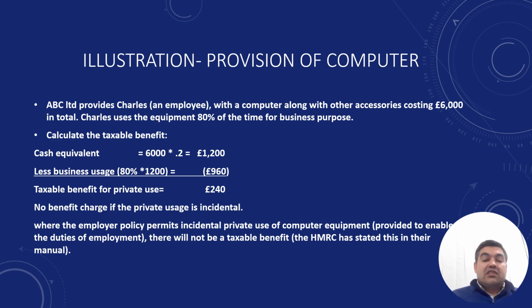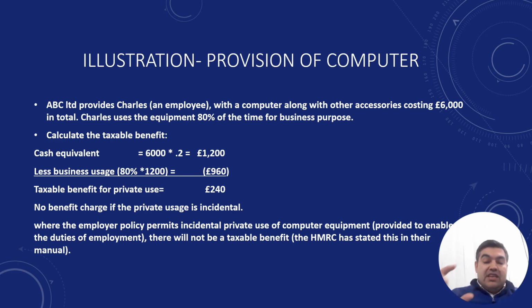There is no benefit charge if the private usage is incidental. Incidental is like if you're checking your email, it's just mere, not constant. Sometimes the employer policy might say you can use it for checking your email, so there's no other usage apart from checking email. So there will be no taxable benefit. Some employers might prohibit an employee even from simple browsing, and they will say you need to work on some system, and the private usage would be totally prohibited.